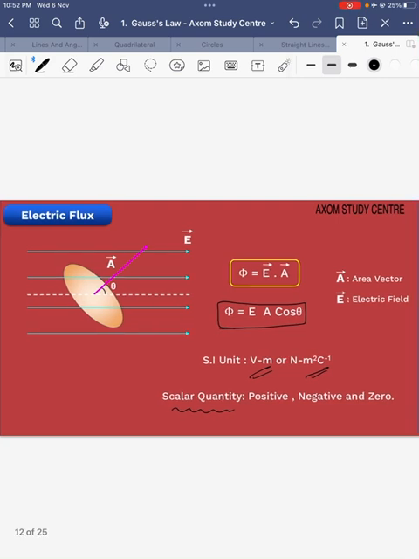It can be positive, negative, or zero. It does not have any direction; it has only magnitude. For a quantity to be a vector, it has to have magnitude as well as direction. Here flux does not have a particular direction. It has only magnitude, so it is a scalar quantity.